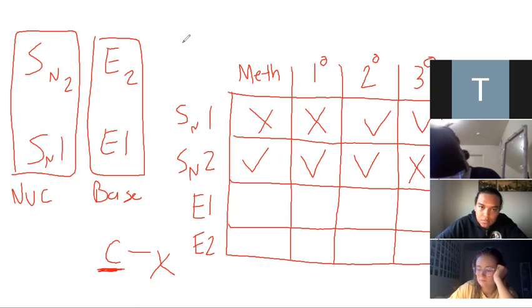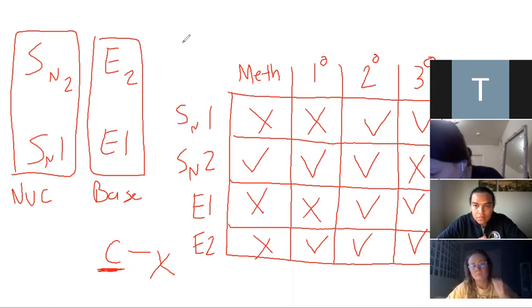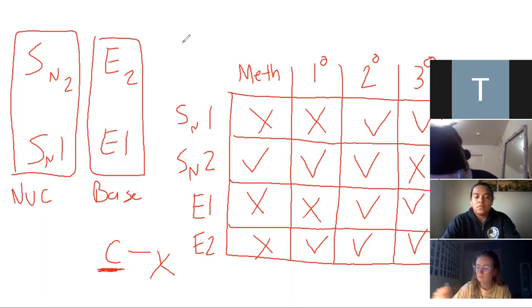For E2, E2 prefers tertiary, secondary, and then primary. Can't have a methyl. And E1 is just like SN1, tertiary, secondary, can't have a primary, can't have a methyl group. So if you see a methyl group, Gwen, like CH3Br, what's the only reaction that can happen? SN2. Yep. So you have to look at everything and say, all right, what's happening? Is there a preferred, is it a nucleophile? Is it a base? Is it a strong nucleophile? Is it a strong base?